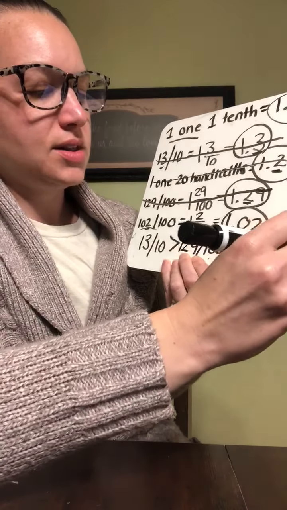It is a little bit tricky, but I think once you get the idea that you need to just write them as a whole number with the decimal, it makes it a lot easier. It's easy to compare once you have them all the same way.